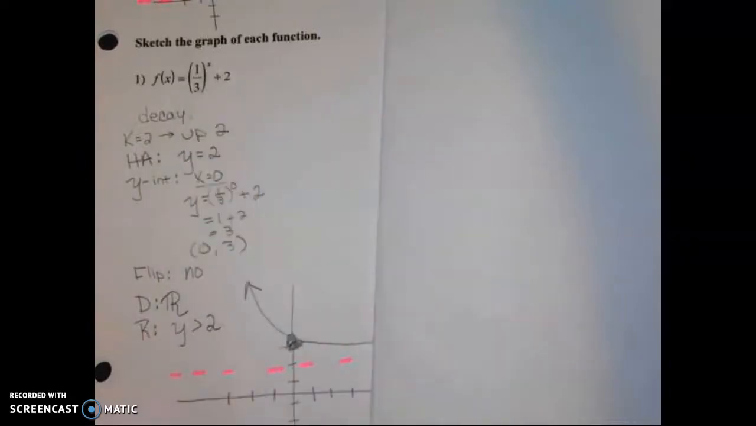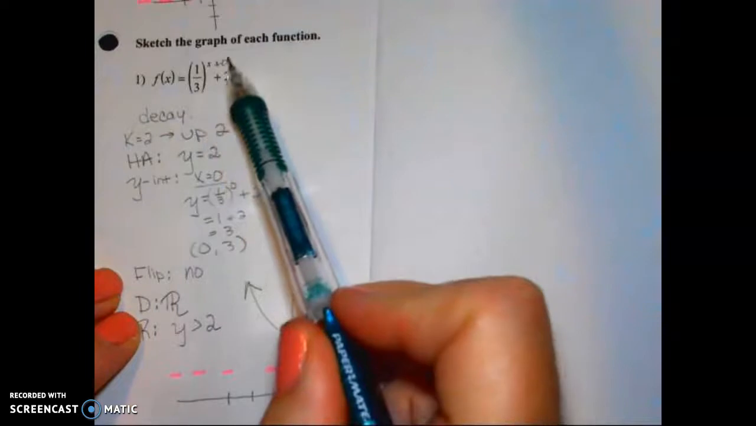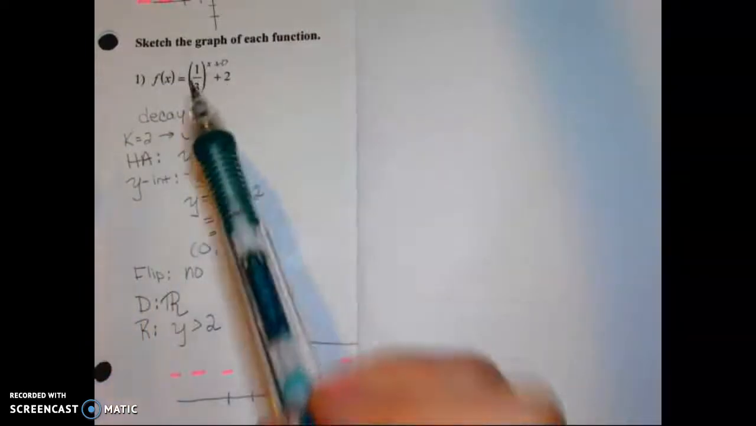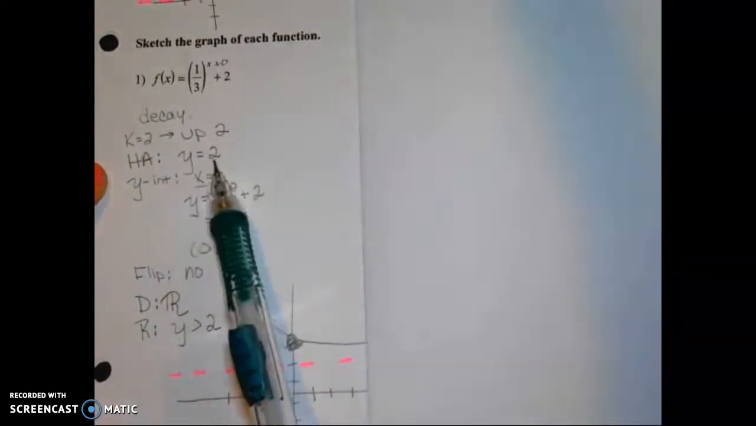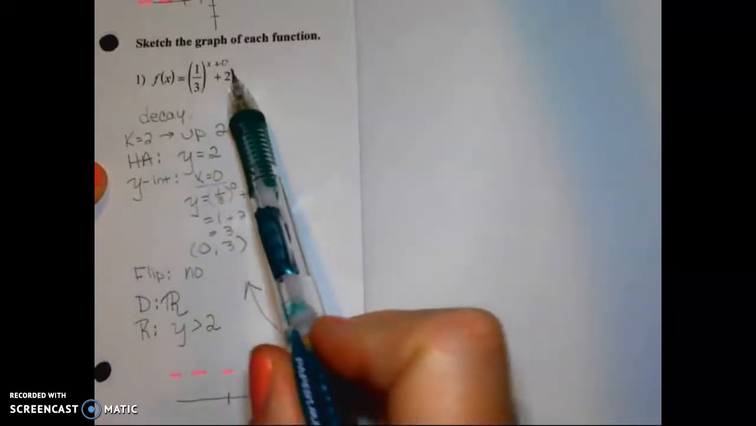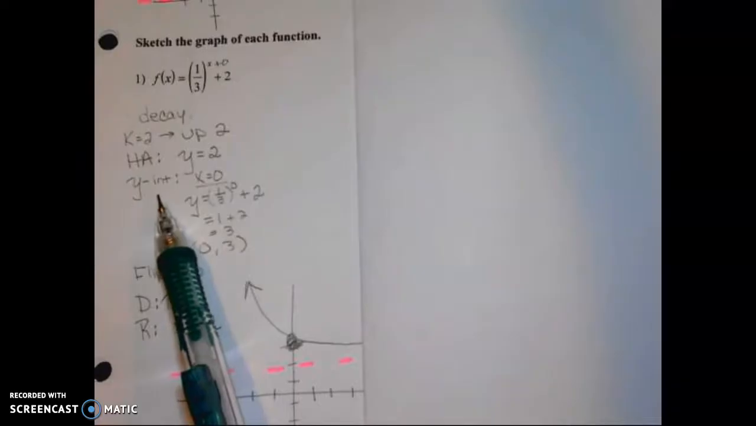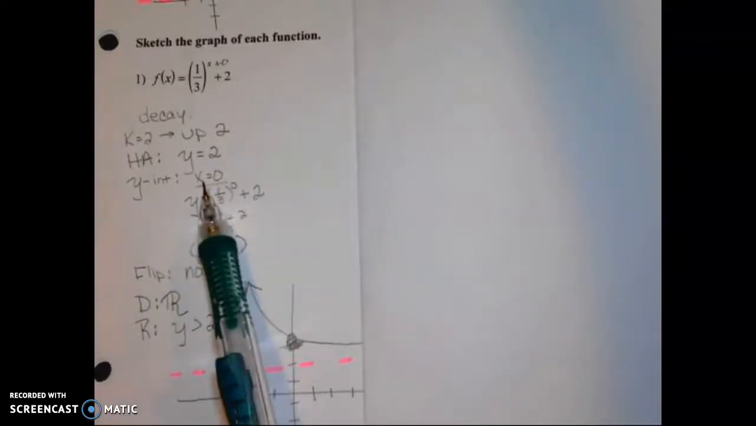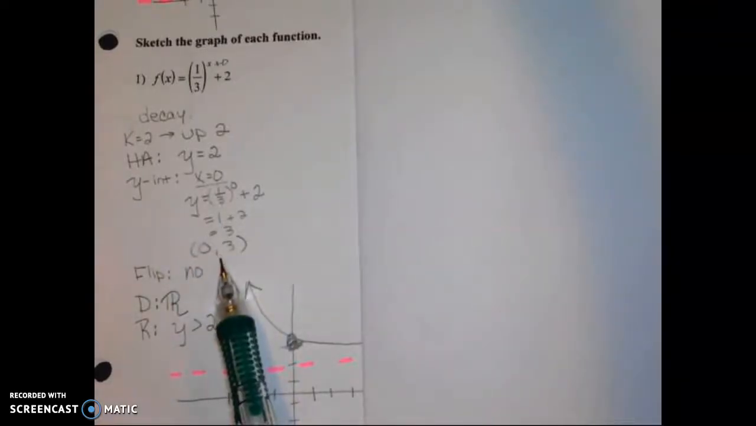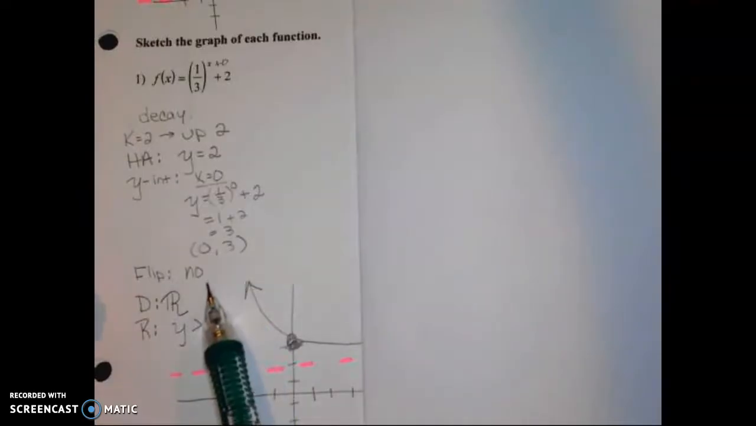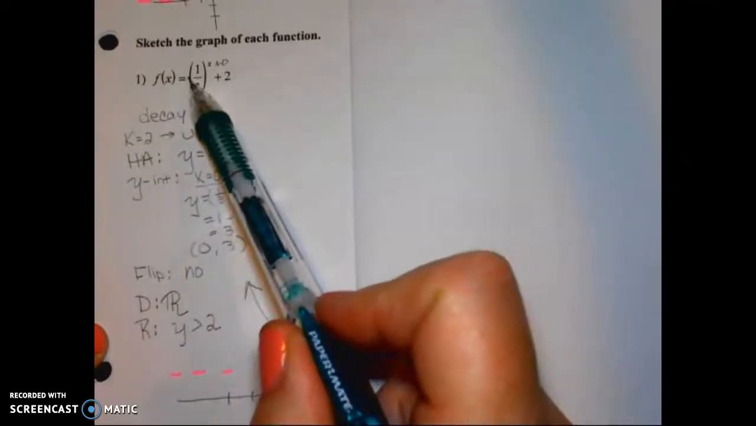There's no number here on the x. I'm going to put a plus 0 here so that it's in standard form. It doesn't go left or right. It goes up 2. Your horizontal asymptote is at y equals k. That's the 2. To find the y-intercept of any graph, you let x equal 0 and solve for y. When I do all this mathy part, I get 0, 3. There is no flip because my a is positive.